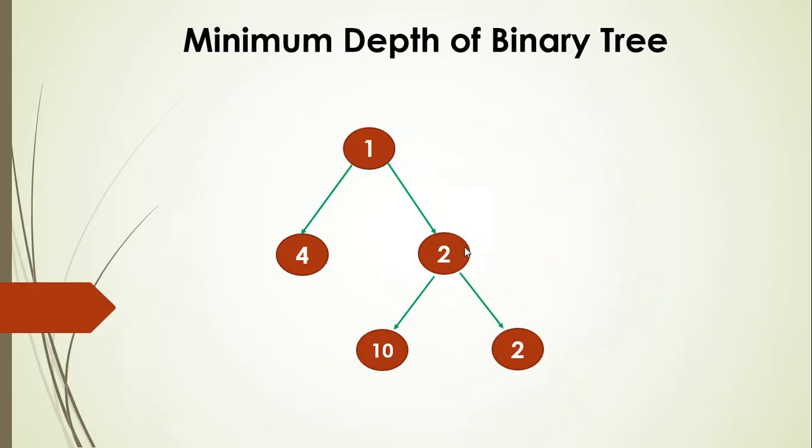So let's say we have a binary tree here. The root of the tree is 1 and it has two children, 4 and 2, and 2 has two more children, 10 and 2. As you know, the leaf nodes here are 4, 10 and 2. So these are the leaf nodes. We need to explore paths from the root till the leaf nodes. So you have 3 paths and you need to return the minimum of these 3 paths.